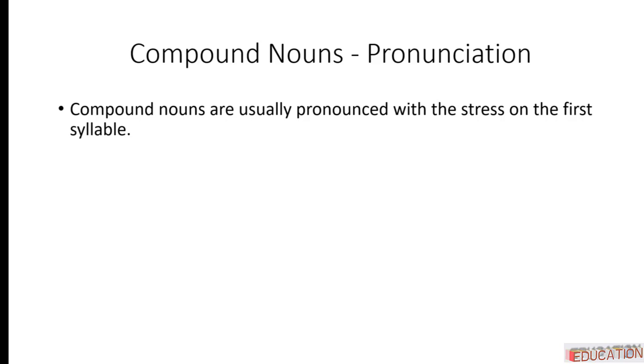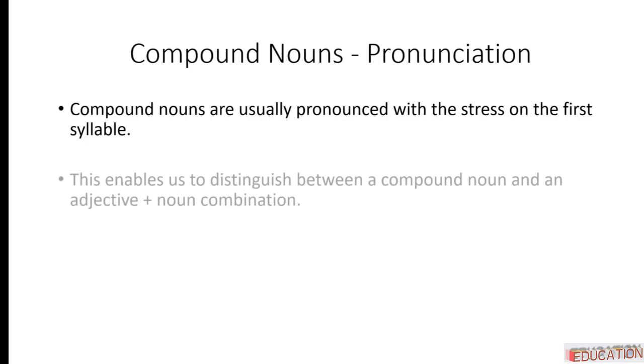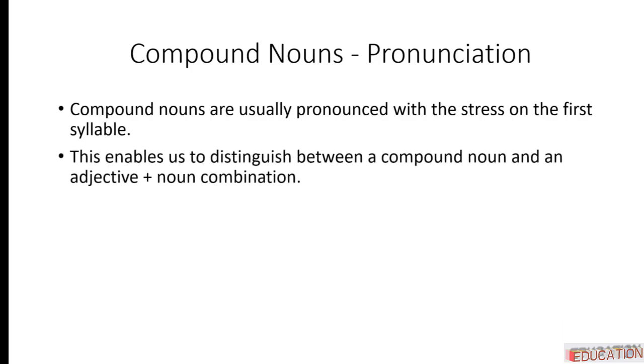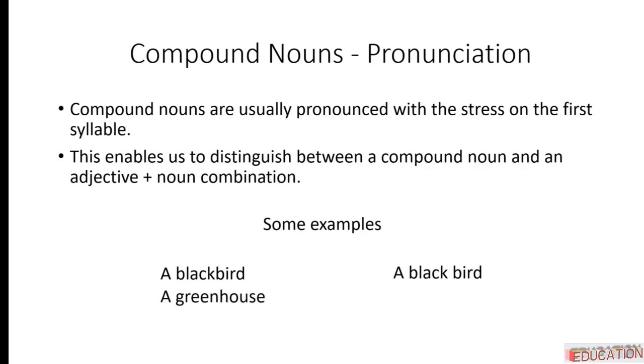When we pronounce compound nouns, they are usually pronounced with the stress on the first syllable. This enables us to distinguish between a compound noun and, for example, an adjective-noun combination. Here are some examples. A blackbird. Or as an adjective-noun combination, a black bird. A greenhouse. Did you hear the difference between a blackbird and a black bird?